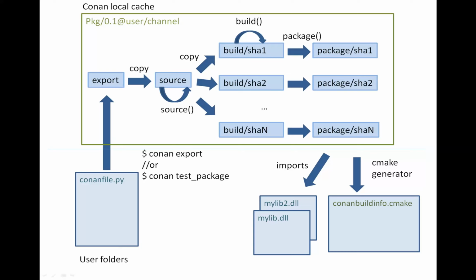And the last step, once we have the package folder, then there are two things that we can get out of the local cache. One would be the generated files. For example, the Conan build info cmake is a generated file that will have all the paths to the package folders and the library names and so on. And then the other mechanism is the imports mechanism. The imports mechanism can just copy files like the DLLs from the package folders that are in the local cache, and will copy them and put the DLLs into the user space, into the user folder, so they can easily be repacked or whatever.